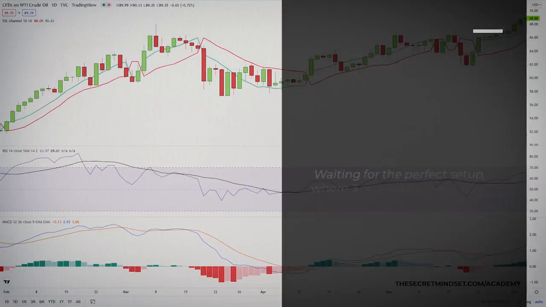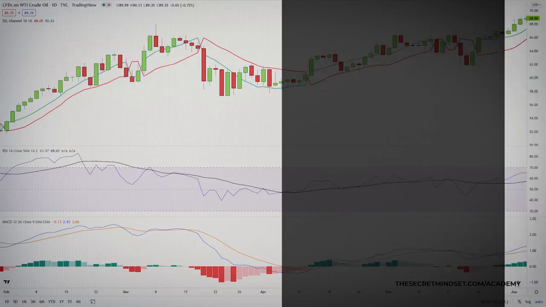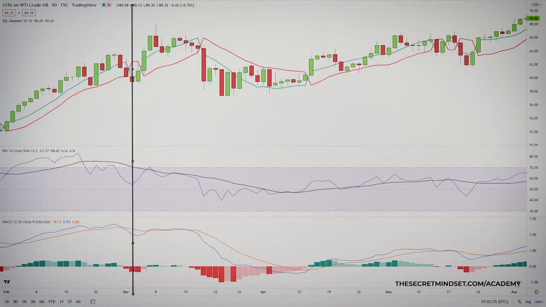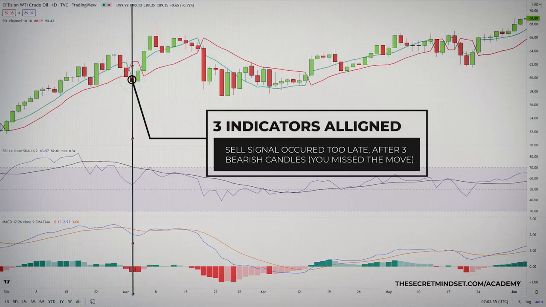Have you ever waited for a trade? The setup was perfect, where everything was exactly as you wanted. All indicators on the chart are telling the same thing. And then you enter, only to find out that you waited too long, and most of the gains had already occurred. This happens to me, and I'm sure it happens to you. You overlay technical indicators and then look in the past on the chart to see how obvious the buy and sell signals were, but they weren't so clear and perfect at that time though.